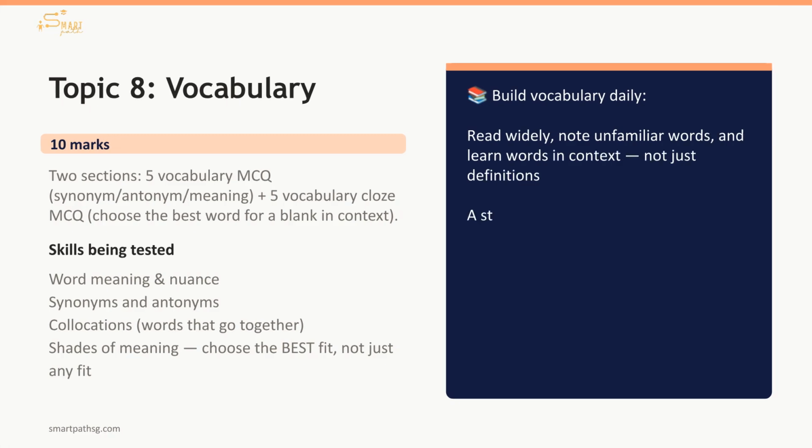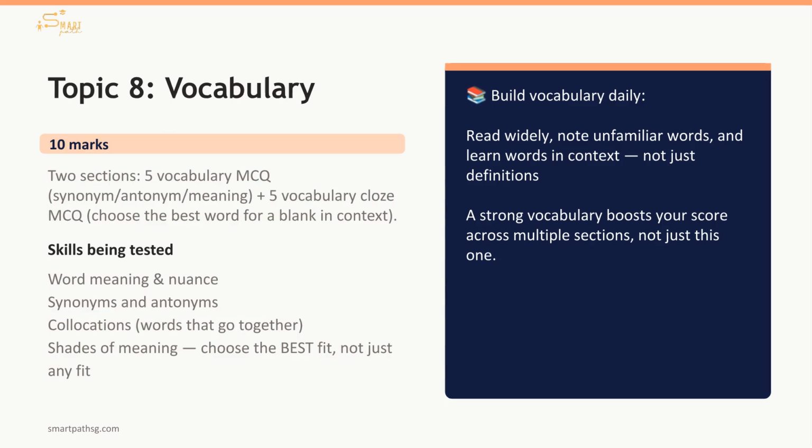Vocabulary is worth 10 marks across 2 MCQ sections. It tests nuances, synonyms, antonyms, and collocations. Wide and regular reading is the best way to strengthen your vocabulary for this section and others.